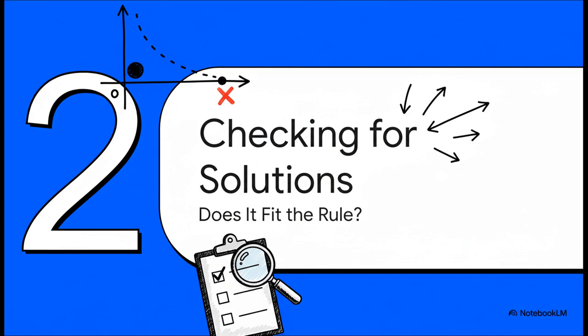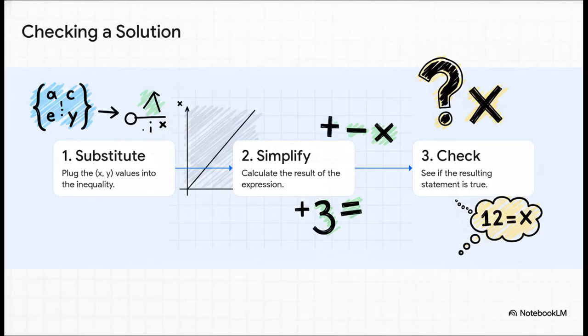Okay, so before we can map out that entire territory, let's start small. Let's learn the very first and simplest step: how to check if just one single point, one possibility, is even a real solution. And honestly, it's a super simple three-step process. You just take your coordinates and plug them in. You do the math to simplify it. And then you just ask yourself, is the final statement true? Is 5 actually less than 10? If it is, then yep, that point is a solution.